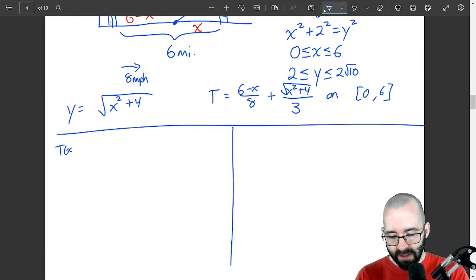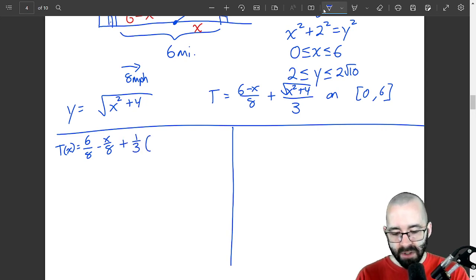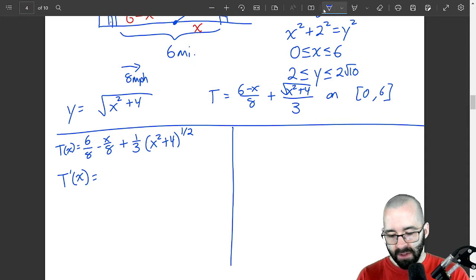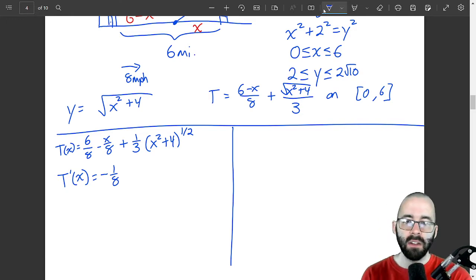T is a function of x. 6 minus x over 8, let's write that as 6 over 8 minus x over 8. And then that second thing, let's write that as 1/3 times (x squared plus 4) to the 1/2. The 6 over 8 reduces to 3/4, but we're taking the derivative anyway, so it's going to disappear. Let's take the derivative. T prime of x, the derivative of 6/8 is 0. And the derivative of x over 8, that's the derivative of 1/8 x, is going to be minus 1/8 here.